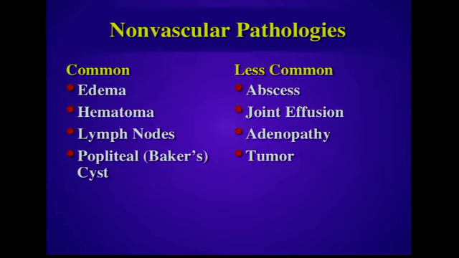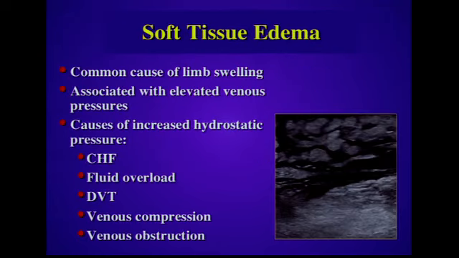Some of the non-vascular pathologies that we will discuss include edema, hematoma, lymph nodes, and popliteal cyst. These are the most common abnormalities that we see during our studies. Less common pathologies include abscess, joint effusion, adenopathy, and tumor. Let's start out by talking about the most common abnormality, soft tissue edema.